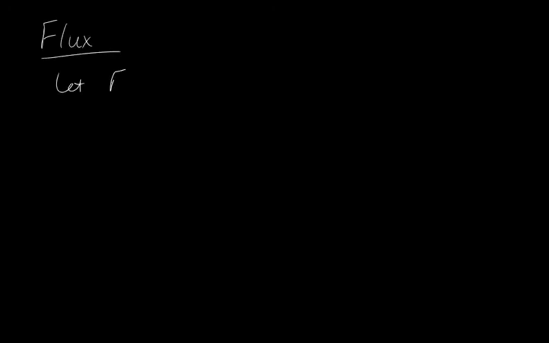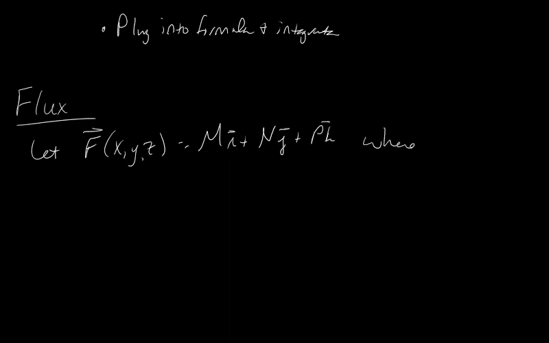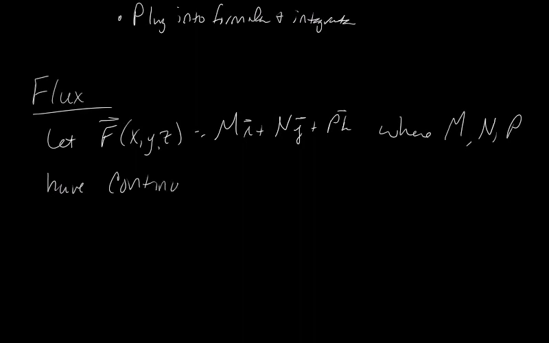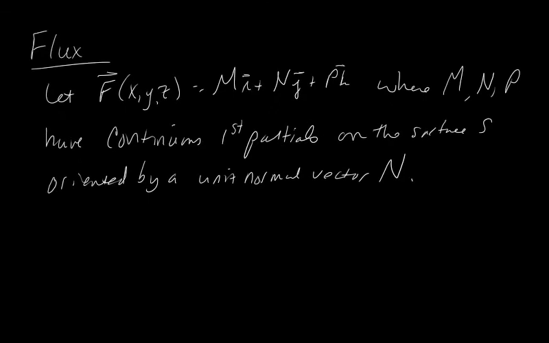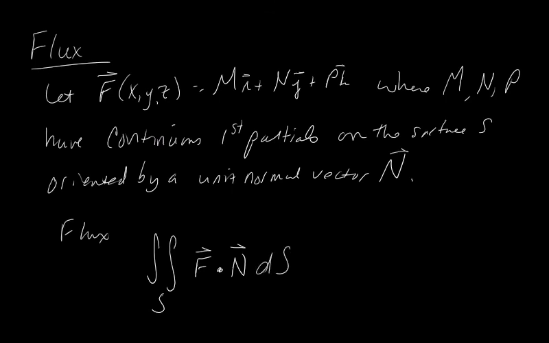Okay, so we're going to let F of x, y, z be our vector field. That's going to be equal to M in the i direction, N in the j direction, P in the k direction, where M, N, and P have continuous first partials on the surface S, oriented by a unit normal vector. There's that n from before. So then the flux of the integral of F across S is given by the following. The double integral over S of F dotted with n, and yes, n is a vector, F dotted with n dS. So there's the definition.